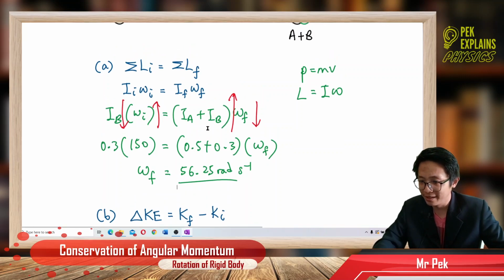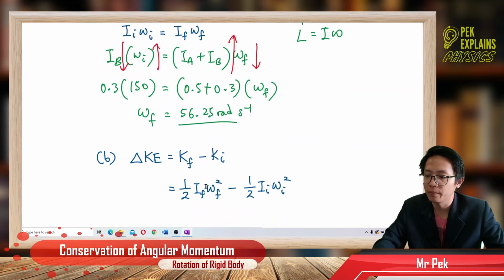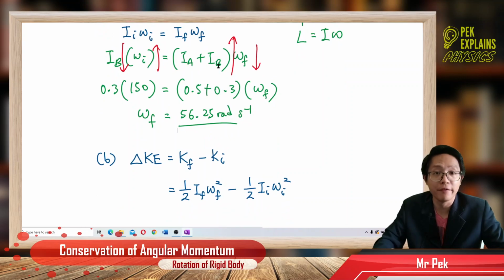Is it smaller than 150? Whoa, it's definitely smaller, slower than 150. It's only 56 radian in 1 second. In 1 second, he only turned this amount of angle. Last time, in 1 second, he could turn 150 radian. This time in 1 second only 56 radian. So very slow. It becomes slower because it becomes heavier.